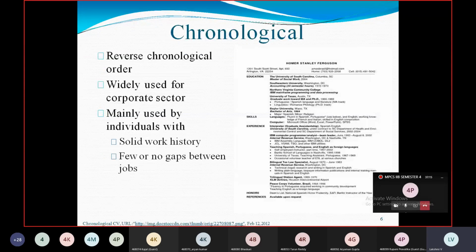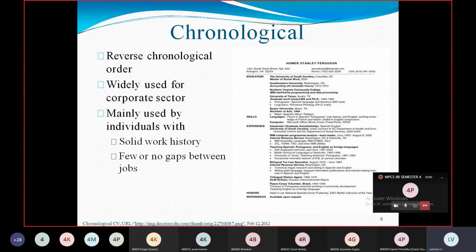Coming to the chronological CV, what are the elements we need to incorporate in the chronological CV? Why do we use this chronological CV? We use this chronological CV to draw the attention of the employer to your academic and personal qualification. This clearly gives the perception of your academic and professional qualification, and will project the summary of your career rather than highlighting a specific aspect.